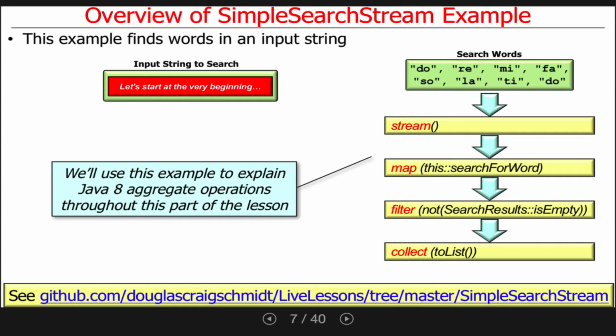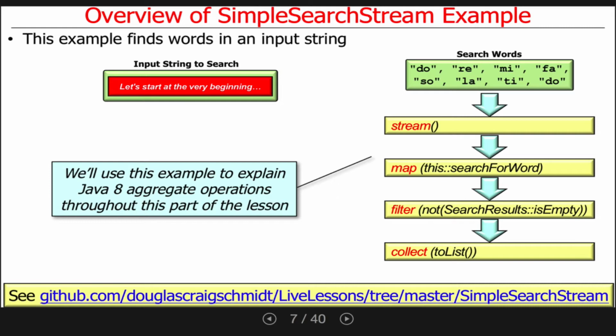All right, so what's this example? This example simply uses a stream to find words in an input string. So we're going to search for real simple things: the names of musical notes. And the input string we're going to search has the names of musical notes, which is the Do Re Mi song from The Sound of Music. So you can look at that if you're curious. This will illustrate some of the aggregate operations, and we'll use these throughout other parts of the lessons and other parts of the assignments.